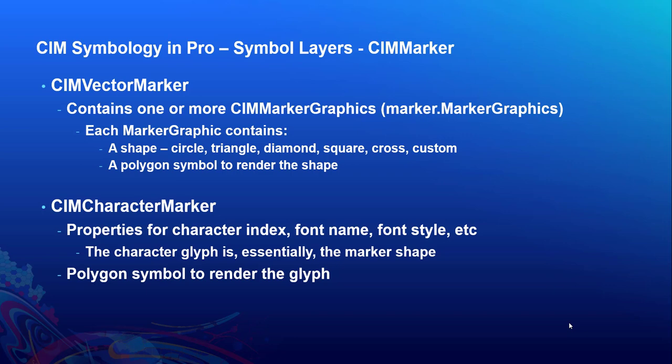Character marker, instead of a shape, it actually has a character index, the font that character index comes from, along with the style, regular, bold, and so forth. And then that character glyph is essentially the equivalent of the sim vector marker's marker shape. And again, it has a polygon symbol that it uses to render the character glyph.